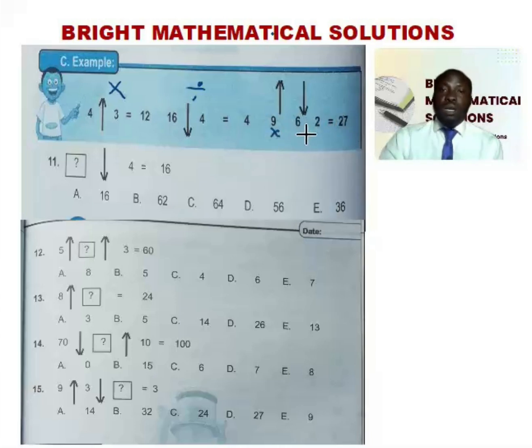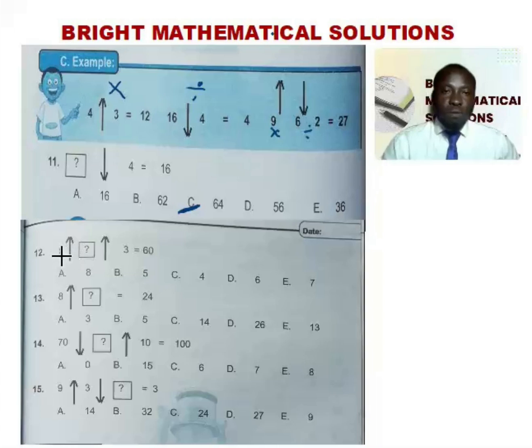So let us now move into our exercise, the follow-up questions. We have a box here, and an arrow that faces down. So this divided by this gives us 16. So definitely, if we multiply this by this, it will give us whatever we have here. So 4 multiplied by 16 gives us 64. So our answer for the first one is C, which is 64.